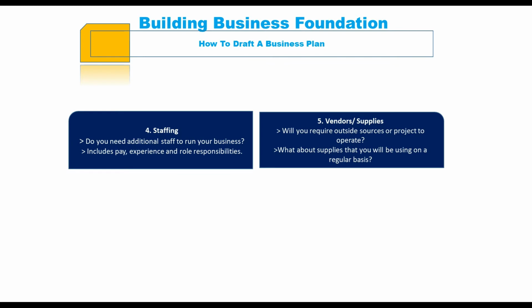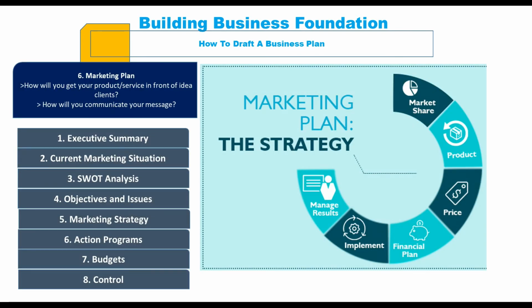Okay, so number five is done, and this one is number six. As we were discussing, the marketing plan. How will you get your product or service in front of ideal clients? How will you communicate your message? Well, the only way to get your product out there is to do some form of marketing, right? So here is a marketing plan strategy that we have.